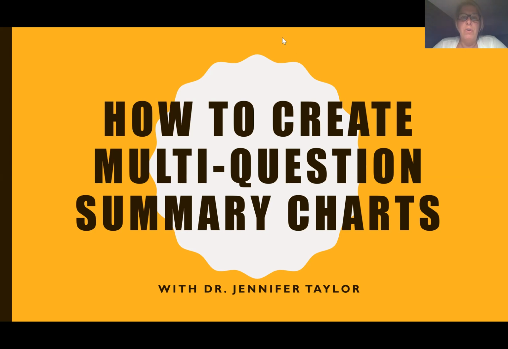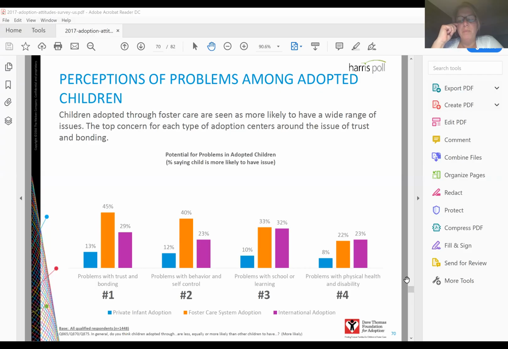So first, let me share this. I'm going to show you what the example is. With this particular example, this is a Harris poll survey, and this is done for the Dave Thomas Foundation for Adoption. And for our class, we have adapted this question for our particular client that we're working with in this class. We've asked the question, in general, do you think foster children are less likely, equally, or more likely than other children to have?